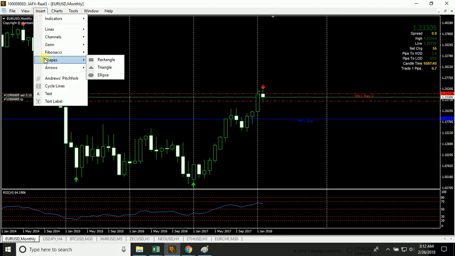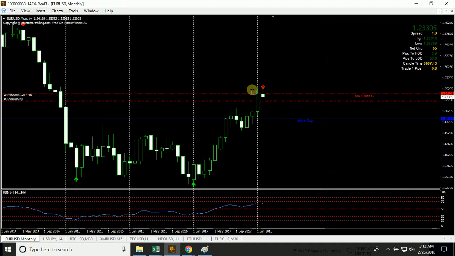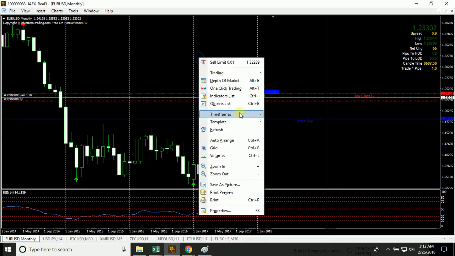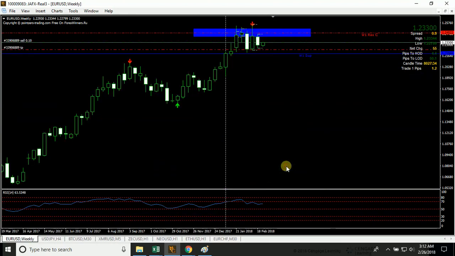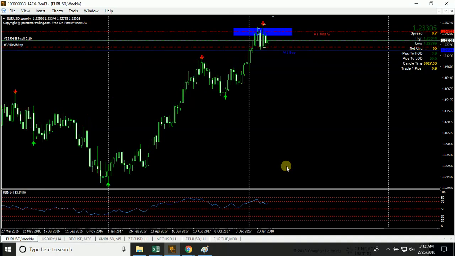Alright, and if you wanted to, you could also take your little drawing tool and put a box there. Alright, now we'll go to the weekly. Now here we're on the weekly. Okay, and we see what pattern we got here. We can also right off the bat see that this is weekly resistance. This is a weekly support level. You can see that right off the bat.